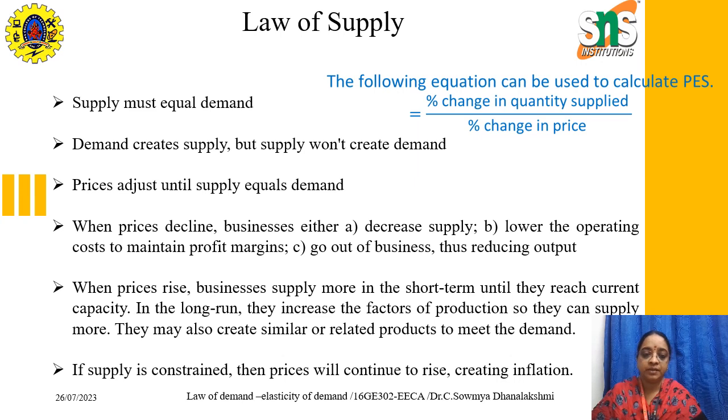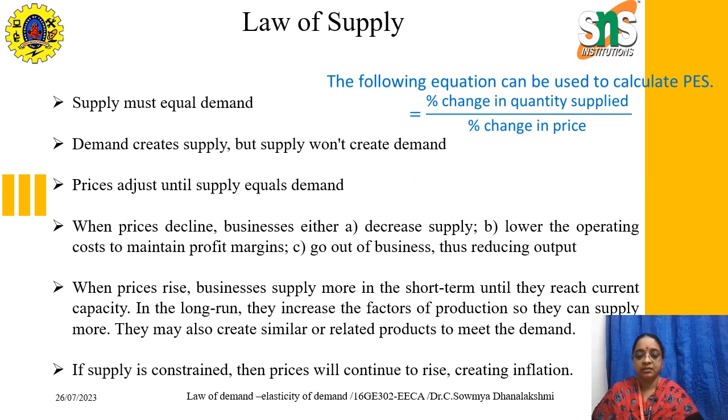The law of supply infers the following, that is, supply must be equal to demand. When there is high demand, the supply should be high, but when there is low demand, obviously supply will be low. So the demand creates supply, but supply won't create any demand. Prices adjust until supply equals demand.